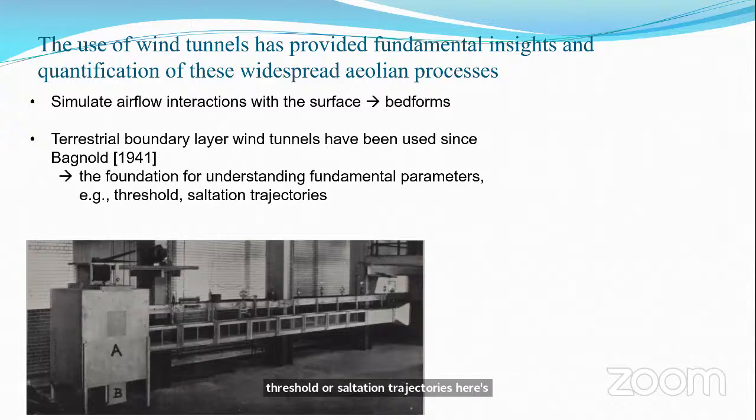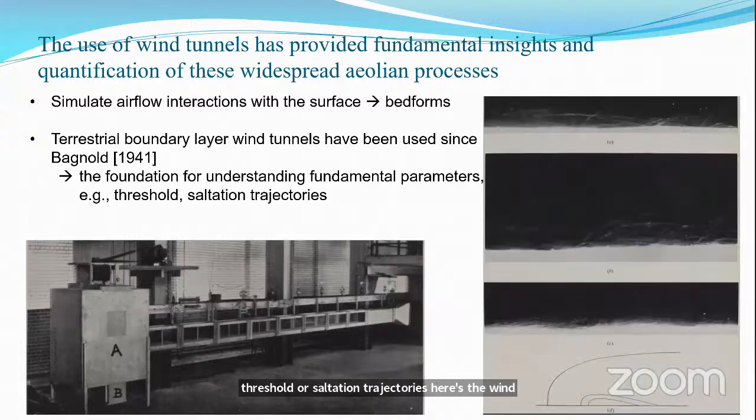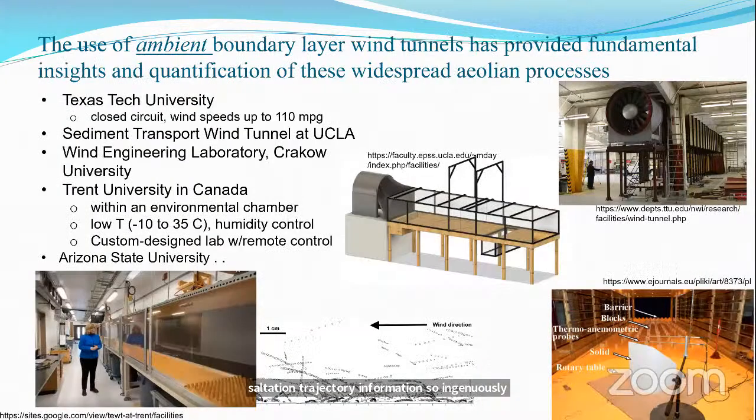Here's the wind tunnel from the 1930s and 40s used by Ralph Bagnold. And here's some saltation trajectory information, so ingeniously collected using backlighting. The use of ambient, and I'm using the term ambient here because planetary seems a little bit, Earth is a planet also, but ambient boundary layer wind tunnels have provided fundamental insights and quantification of these processes.